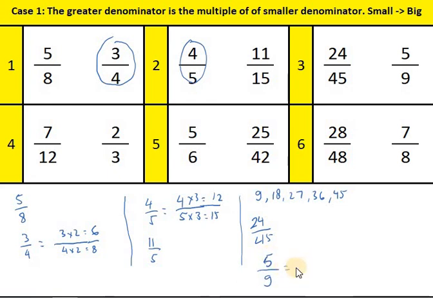What should I do here? First, I copy the fraction, and as you can see over here, 9 goes to 45, so multiply by 5: 1, 2, 3, 4, 5. Multiply by 5 to become 45, and the numerator must also be multiplied by 5, and this is 25. Then you have 25 out of 45 and 24 out of 45. So 5 out of 9 is greater than 24 out of 45.